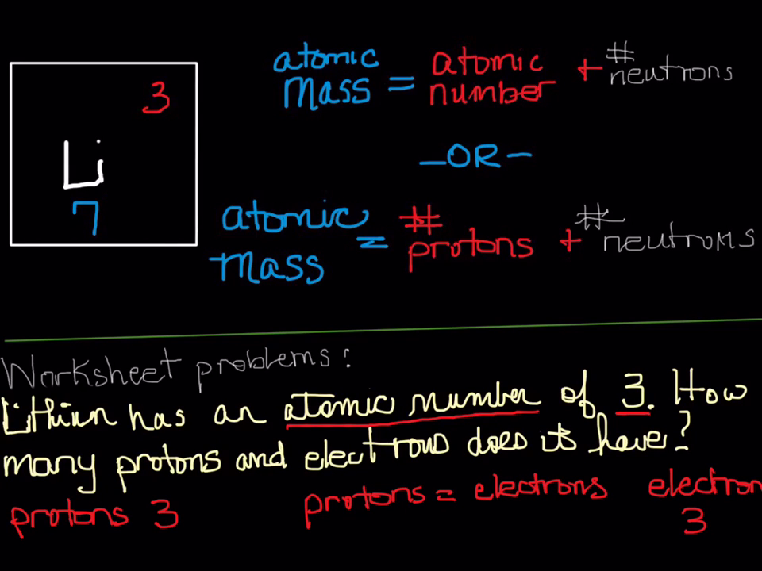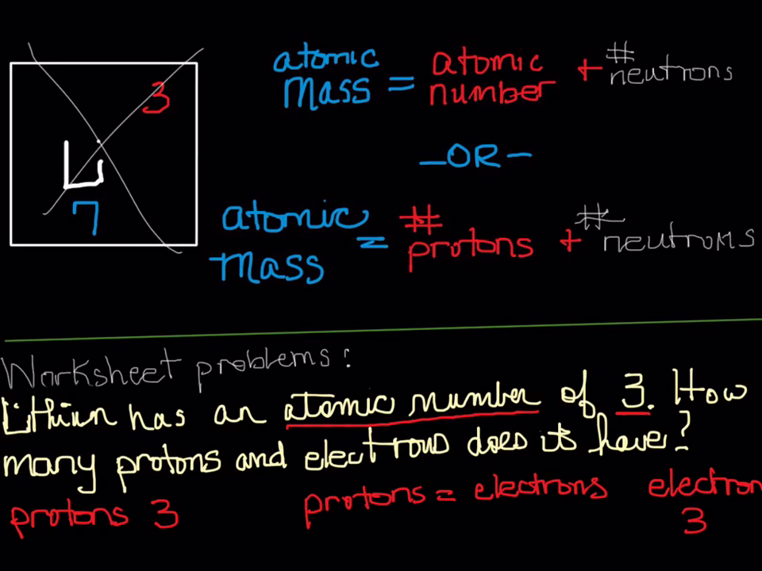On the review sheet I gave you yesterday, one of the questions, similar to this one, I changed up just a little bit: lithium has an atomic number of 3. How many protons and electrons does it have? Well, the first thing you need to do is figure out what the problem is telling you. So it gave you the atomic number of 3. We didn't have to have this box up here because the problem said the atomic number was 3.